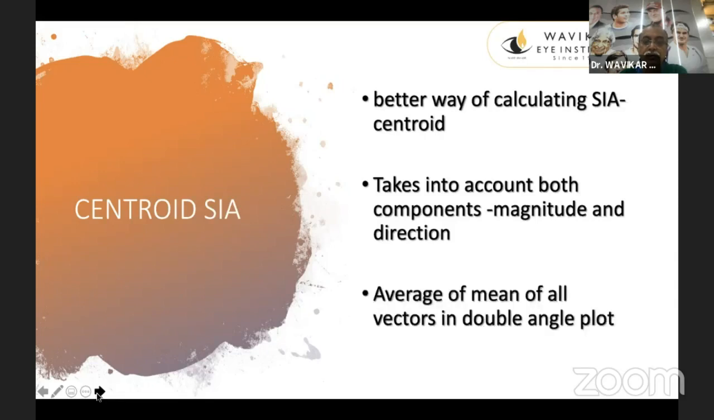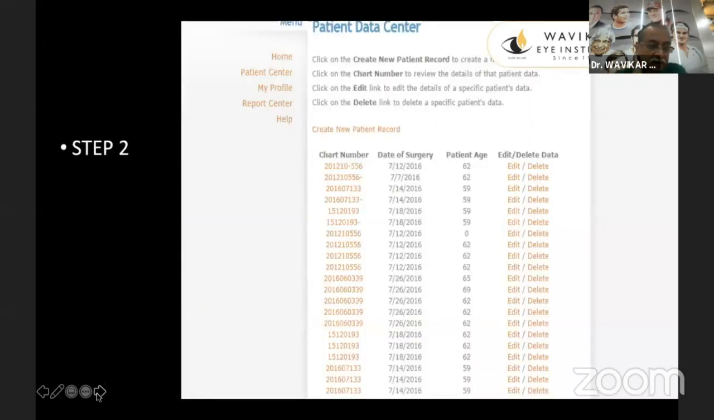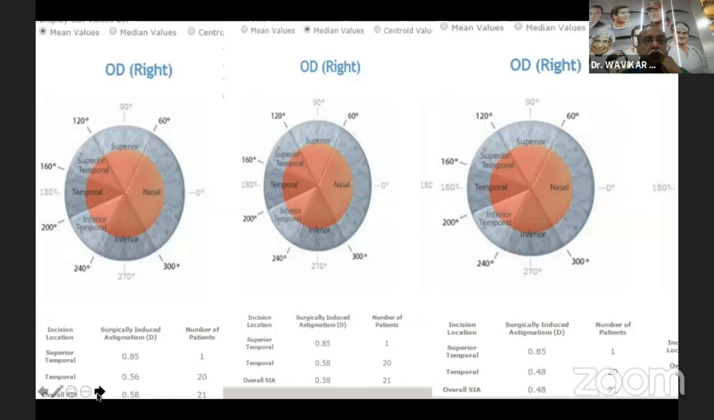It takes into account both, and the average of all the means of all the vectors is done by a double angle plot. I will not get into the details of that. How do you calculate? The simplest way is to go to Dr. Warren Hill's website. Welcome to the SIA calculator. All the terms and conditions and guidelines are written. You have to fill in all the data required, that is the pre-op refraction, post-op refraction, pre-op K, post-op K, and the details about the incision, and this is the output.